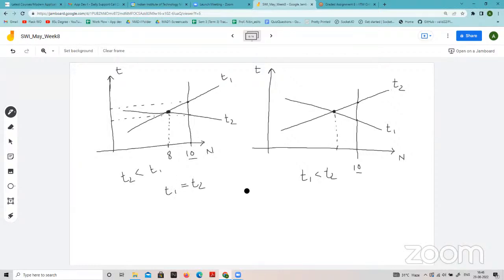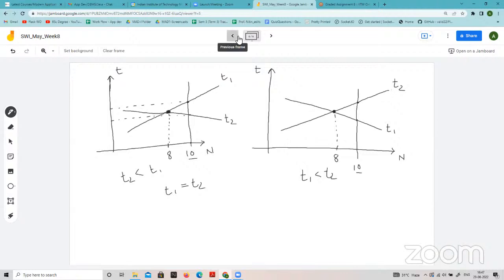But this is the story of only point 8, when n is equal to 8. This is not the entire story, right? After 8, my T2 is better because it is taking less time. And before 8, my T1 is better because it is taking less time. Similarly, if I go here, again 8, same thing. After 8, in this case, when I've interchanged, my T1 is taking less time. And before 8, my T2 is taking less time, right?